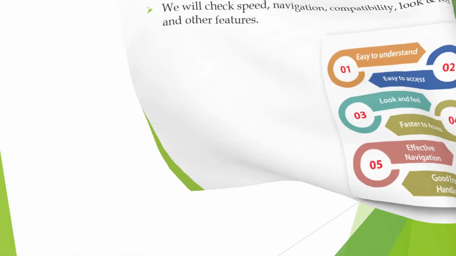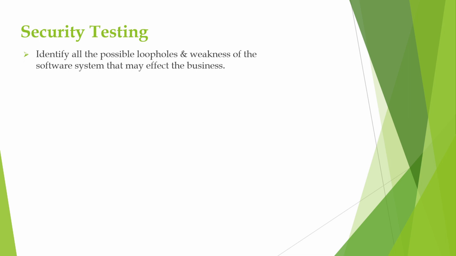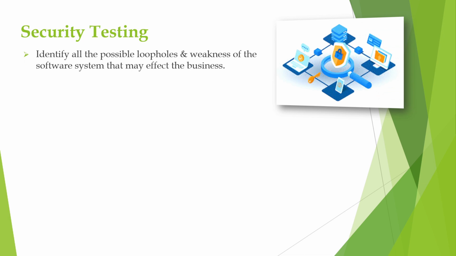Next, we'll move on to the next type of testing, that is security testing. Security testing is a type of software testing wherein our main goal is to identify all possible loopholes and weaknesses of a software system. We'll identify all the loopholes which might affect the company's growth and revenue, and may cause the loss of information. This type of testing is called security testing. The types of security testing are ethical hacking, vulnerability scanning, penetration testing, and risk assessment.